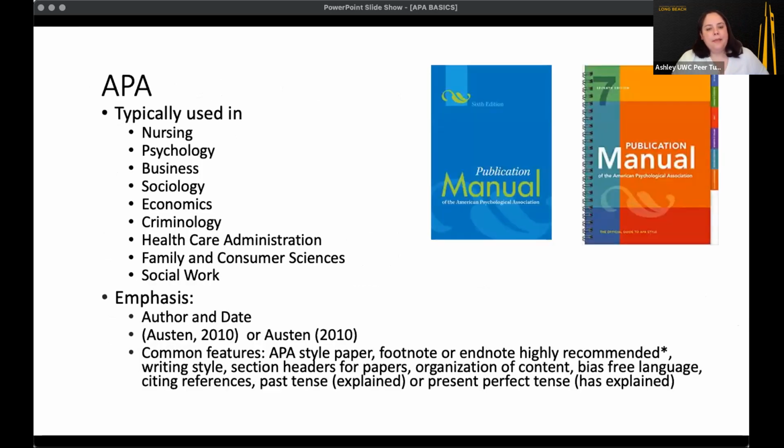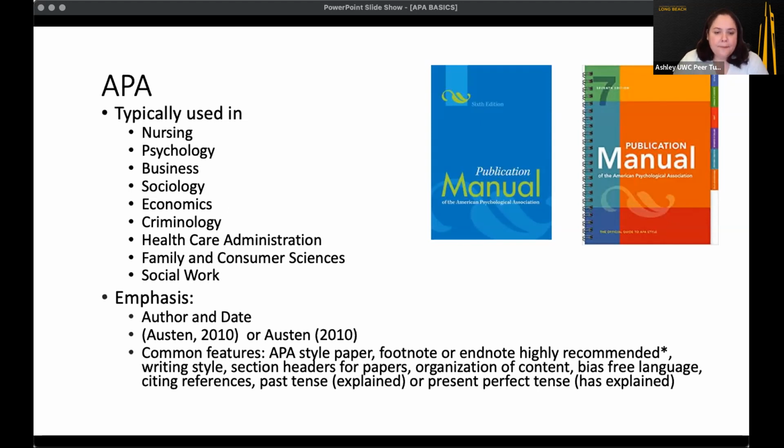Okay. So APA is used in nursing, psychology, business, sometimes sociology, economics, criminology, and healthcare administration as well. A lot of social work as well. And it is important to know that it emphasizes author and date. So if you're going to paraphrase something, you want to put the author's last name and the date it was published. Or if you're going to use a direct quote or a narrative quote, we'll get into that later, you use their last name, and in parentheses, you put the year that it was published. So Austin 2010.